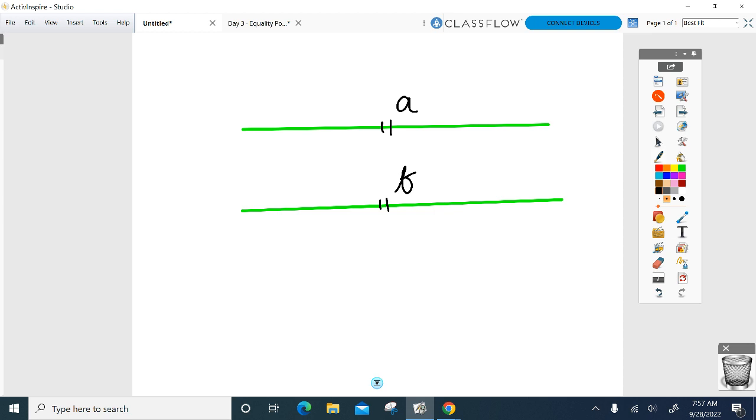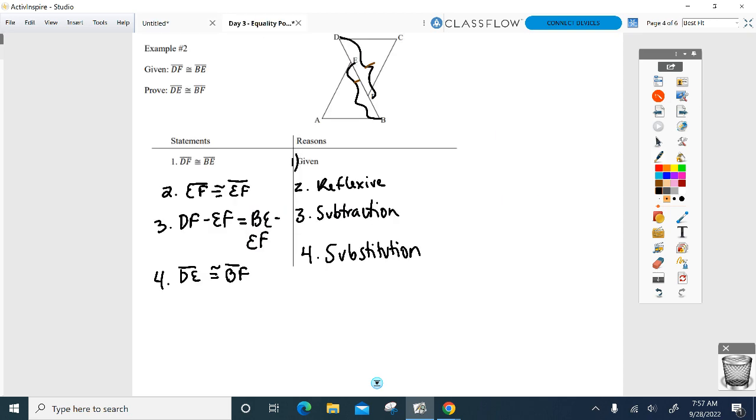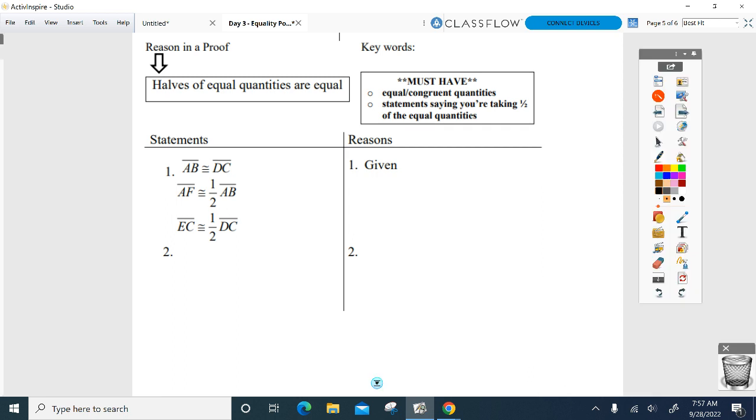And that is your last fact for the day, along with subtraction: halves of equal quantities are equal. All right, so if I have two things that are equal and I take half of them, those halves are equal. All good? All right, take a look. I don't need a diagram for this one. What do I know about AB and DC? Right at the beginning, what do I know about the two segments? They're congruent. Next, what am I doing to AB and DC? I'm taking half of it and calling it AF and EC.